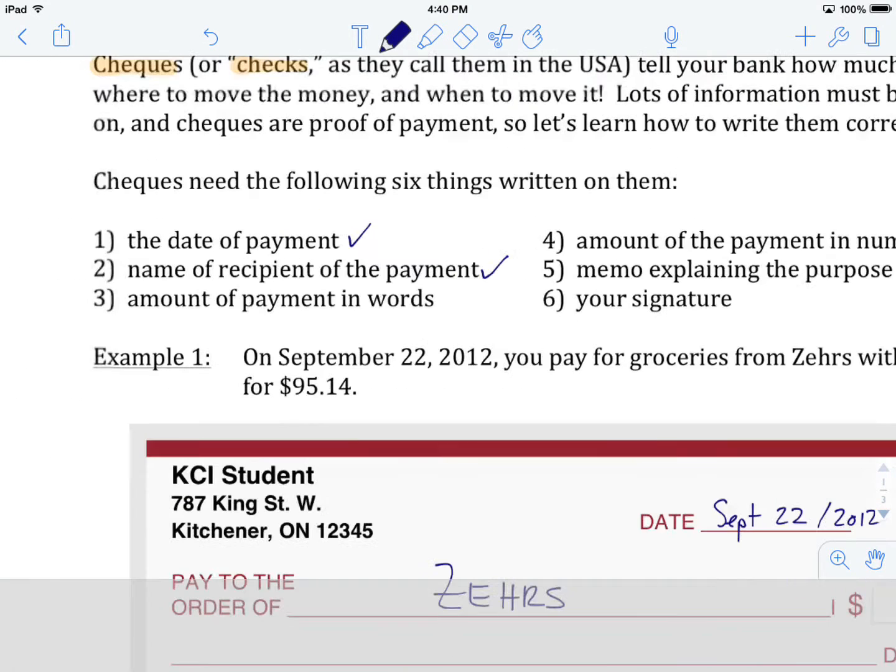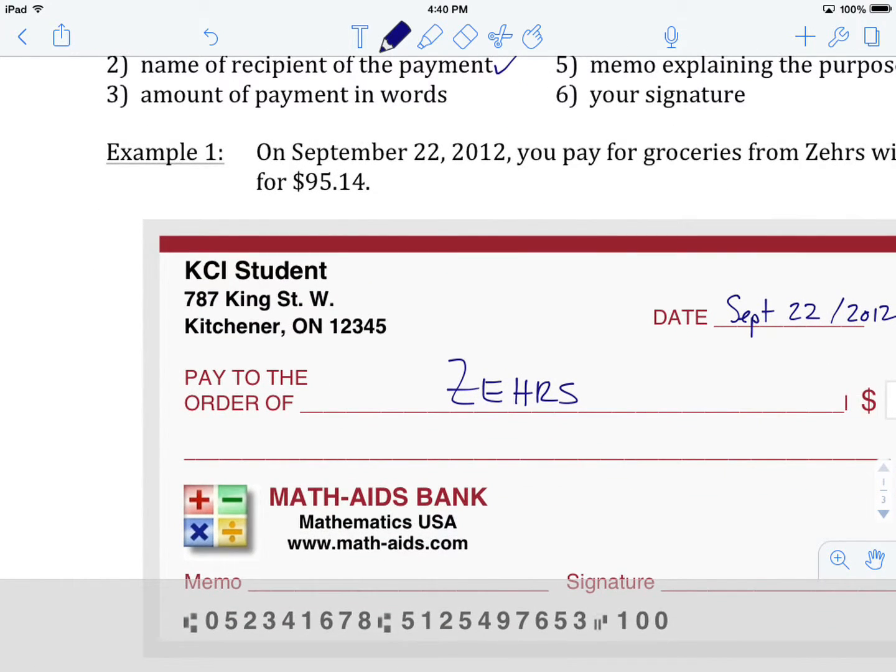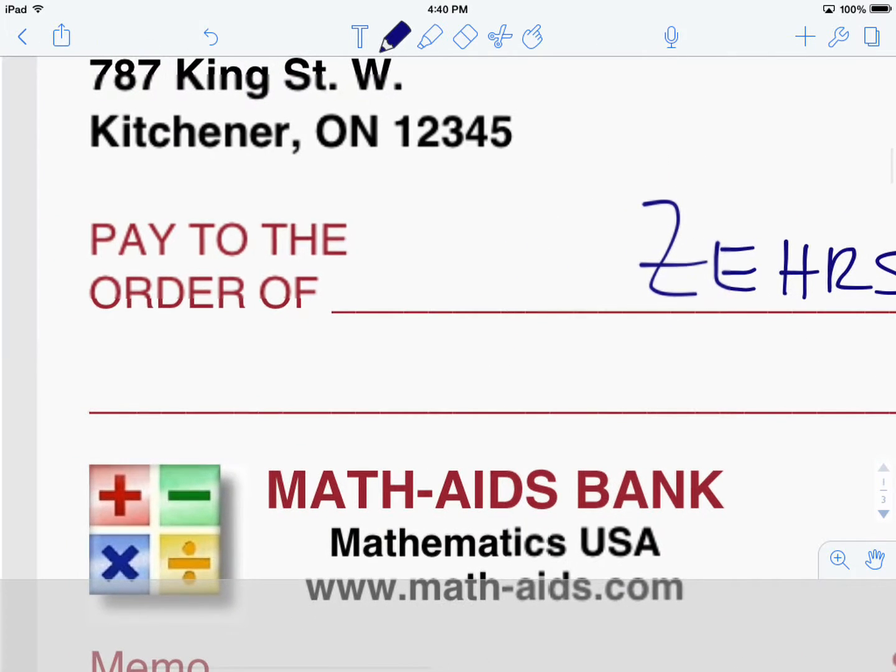There we go. Now we're going to write the amount of the payment in words. Now the reason they have you write the amount of the payment both in words and in numbers is to verify. It's sort of their way of checking that you mean to transfer the sum that you mean to transfer. So we are looking for $95.14. So here's how we're going to write it. On the line right here, we're going to write $94.